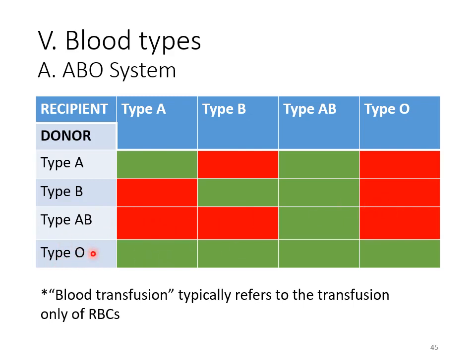Type O RBCs do not have either the A or the B antigen on the cell membrane. So the anti-A and anti-B antibodies seen in these blood types will not attack the RBC. So it's called the universal donor. While type AB, because the plasma does not have anti-A or anti-B, is called the universal recipient.